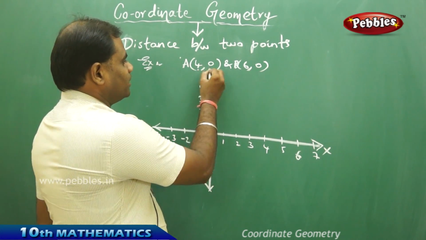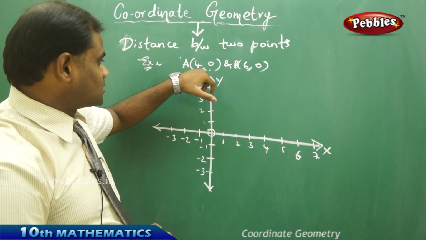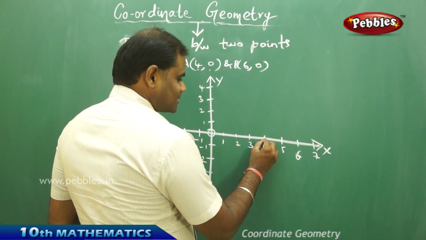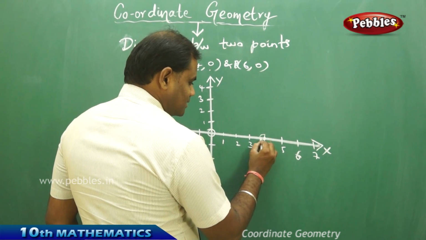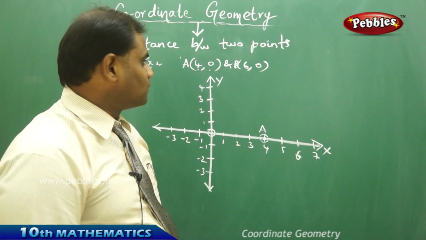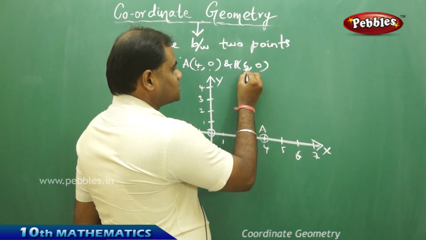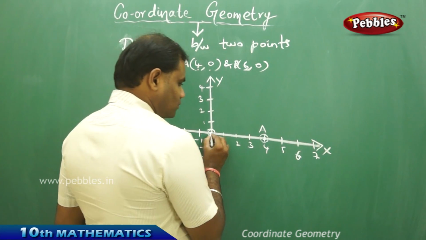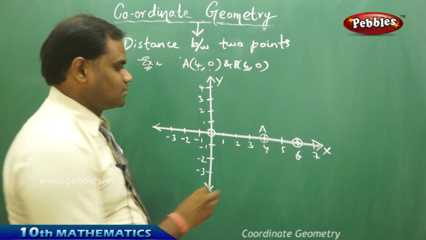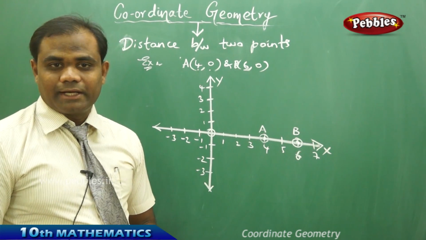4, 0 makes me understand that the position of A is 4 units to the right along the x-axis and 0 units upwards along the y-axis. So this is the coordinate of A. Similarly, I want to identify the point B on the xy coordinate system. I move 6 units to the right and 0 units up, so it is exactly on the x-axis. These are the 2 points identified on the x-axis.